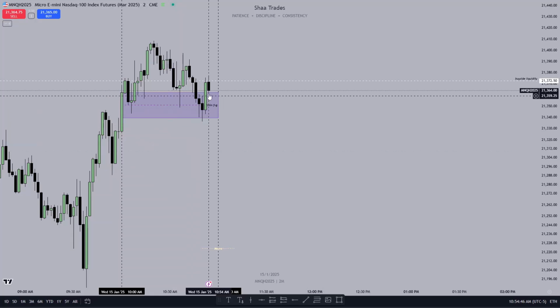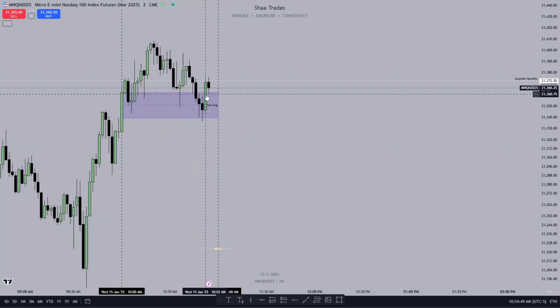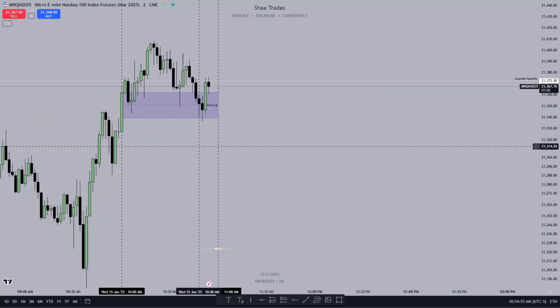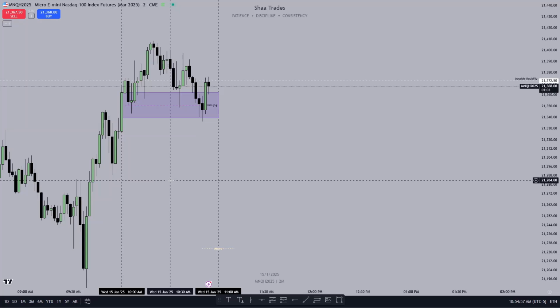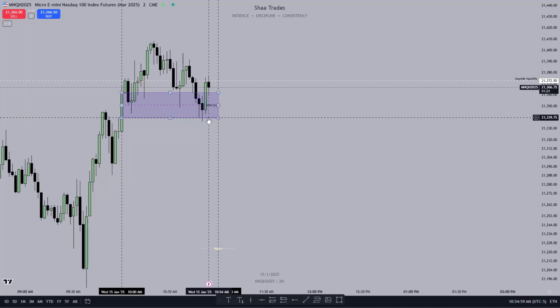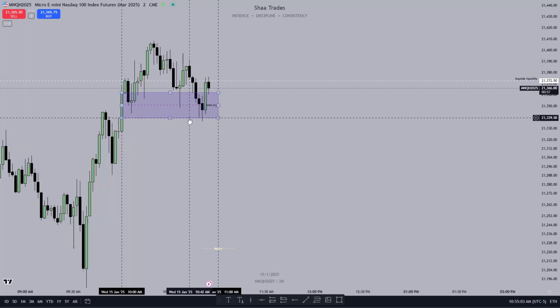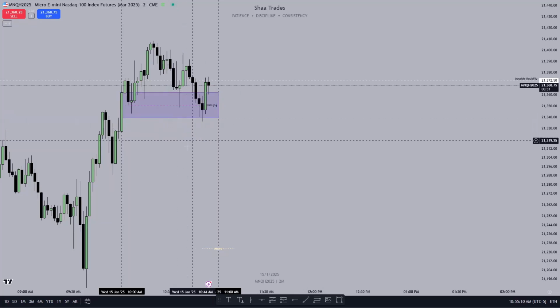Now, if price closes below this candle here, I will treat this as a bearish order block, coupled with an inversion on the 2-minute chart. So you see how I'm just looking at price. This is how I'm looking at price at the moment.